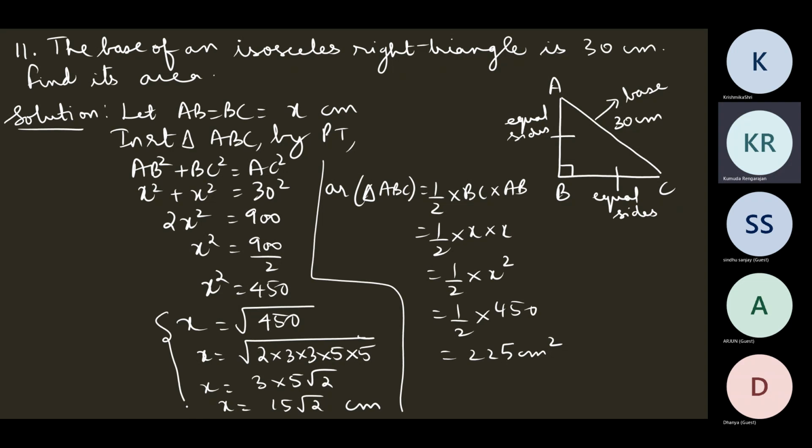Actually, you don't have to compute this, is what I'm trying to say. You don't have to find this. Because anyway, area of the triangle is half base into height, which is half x into x. X into x is x squared, and x squared is 450. So 225. Even if you use the value of x, you will get the same answer.